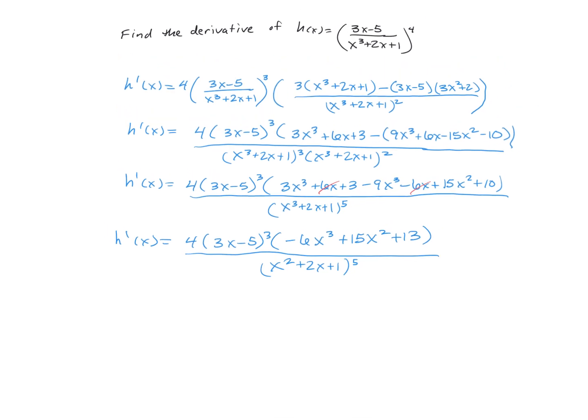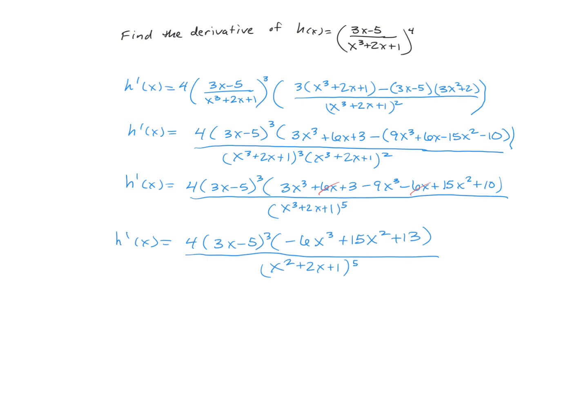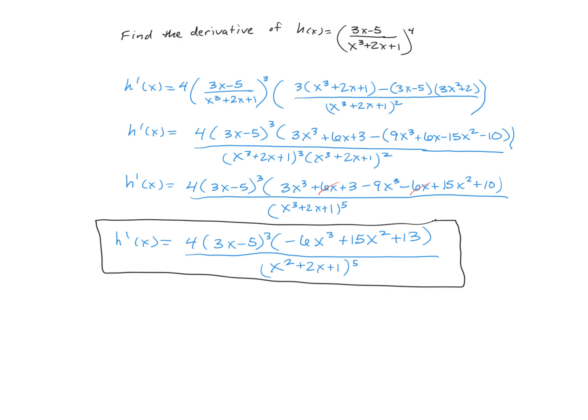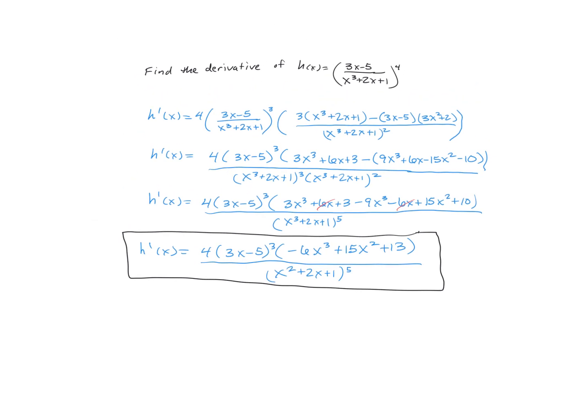And from this point on, nothing really simplifies, and this is the final answer for our derivative. And once again, you'll notice it has the same format as the original problem. So there is our quotient rule embedded inside of a chain rule.